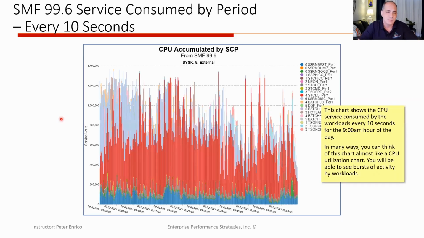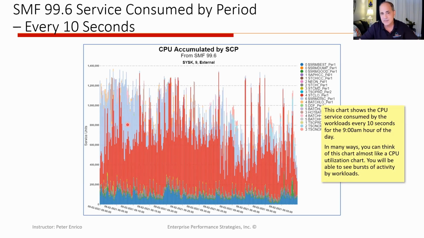Here's an example of looking at service consumption every 10 seconds. Again, this is only one hour's worth of data. This is for the 9 o'clock period of time, as we can see from the time axis here. What we're looking at is the CPU service consumption for each of my WLM service class periods every 10 seconds. We can see that this one workload called STC low is a big consumer. Down at the bottom here, we have system service class, and this little blue bump here appears to be discretionary work.